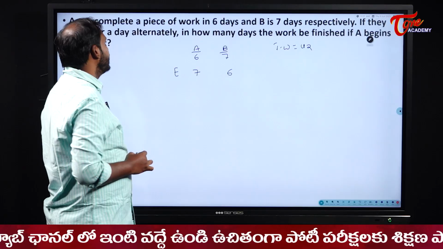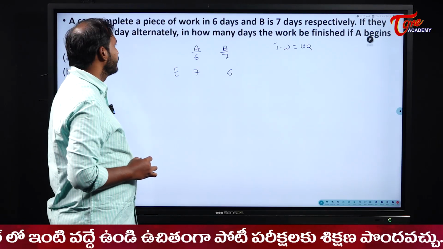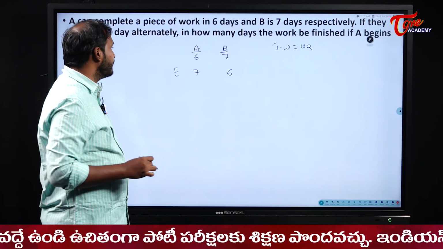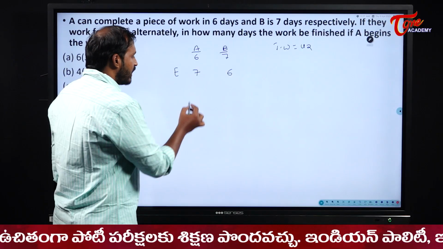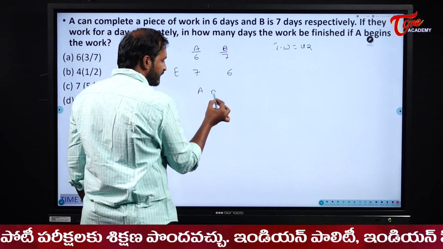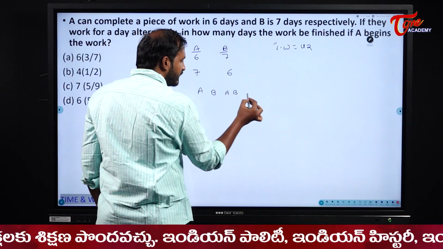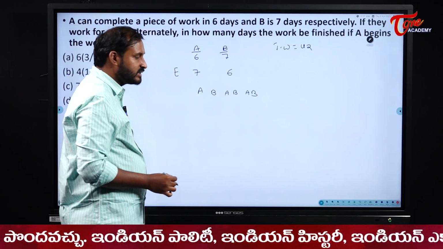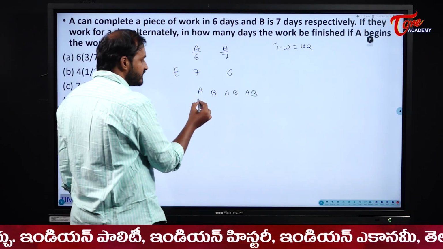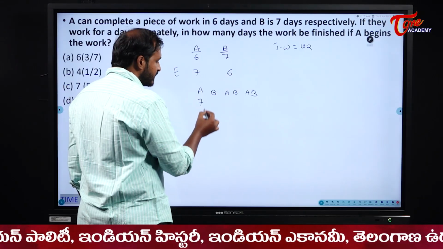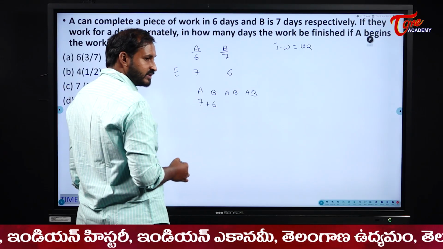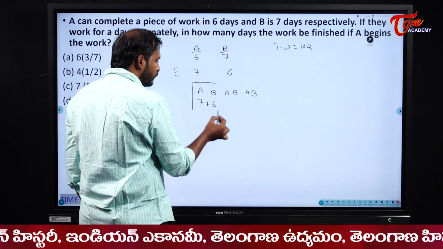If they work for a day alternately, in how many days will the work be finished? If A begins the work, that means on the first day A will work and the next day B. A, B, A, B. Like this it will happen, right? It will progress. On the first day A works and he finishes 7 work. And on the second day B works. He finishes 6 work. That means together in 2 days.